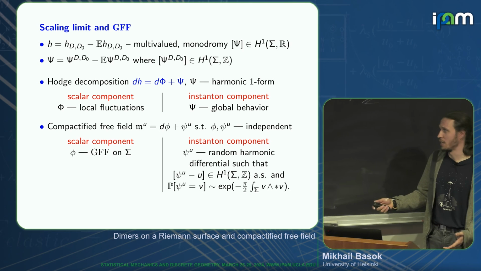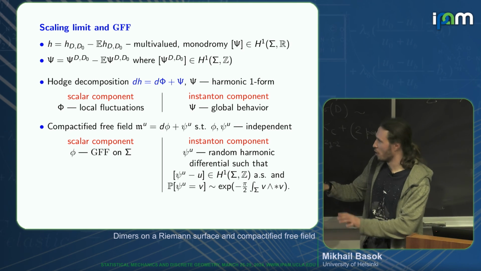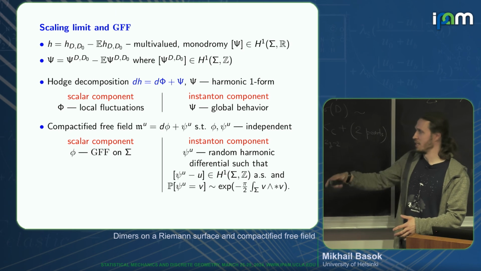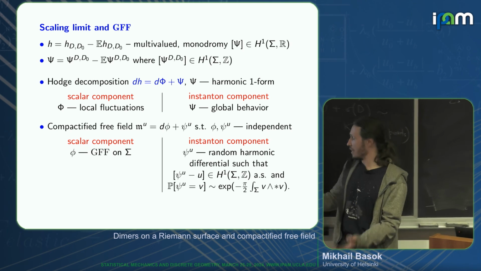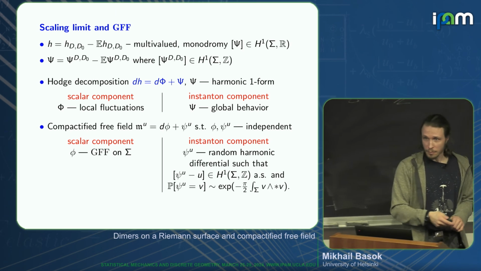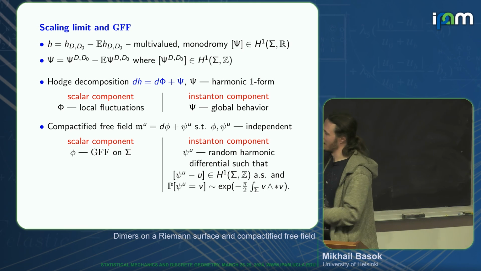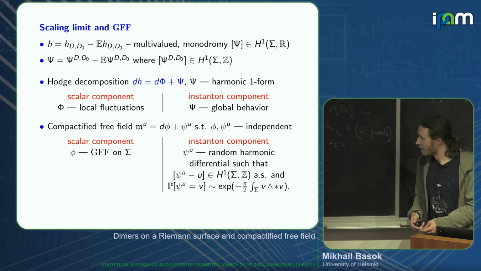One can think of it as a random one form that has two components: a scalar component d phi and an instanton component psi. The scalar component is simply the Gaussian free field on our surface. And the instanton component is a random harmonic differential.